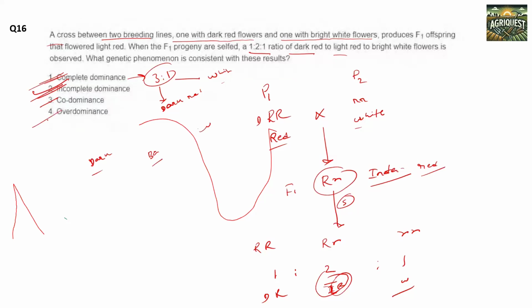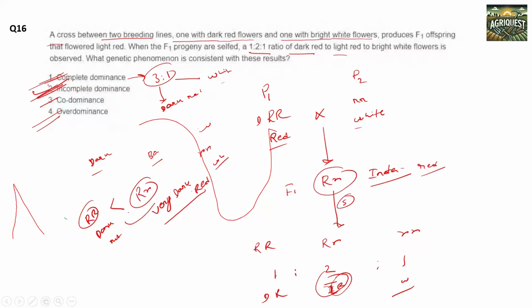If overdominance is there, it means capital and smaller and capital. This is for your dark red. It produces a very dark red. Redness will be more than this parent one. Okay, and the others will be smaller, white in nature. So the second option is correct.